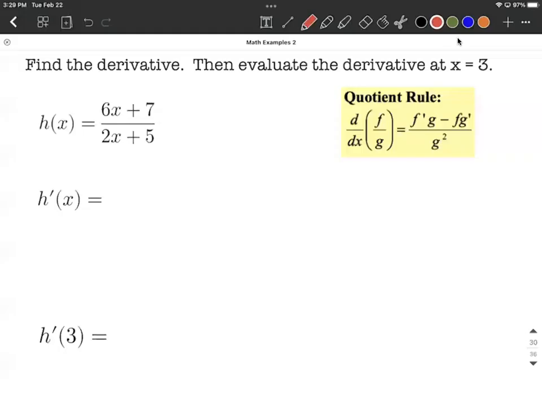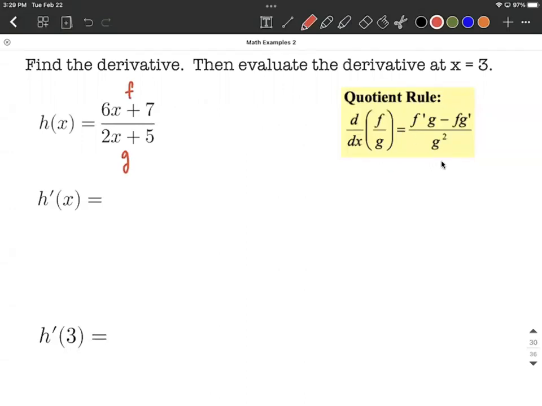Okay, let's use the quotient rule to take the derivative of this function, and then we're going to evaluate it at 3. So in taking the quotient rule, taking the derivative, we're going to use the numerator, I'm going to call f, and the denominator is going to be called g, and that's based on how it's set up over here on the right-hand side.